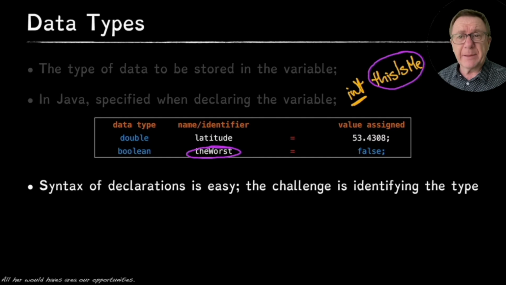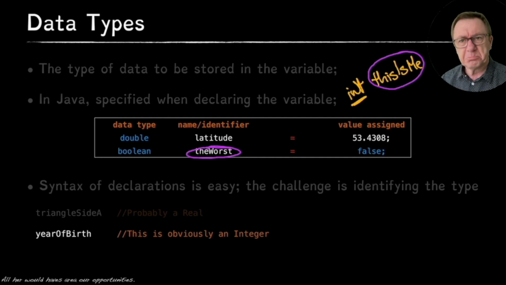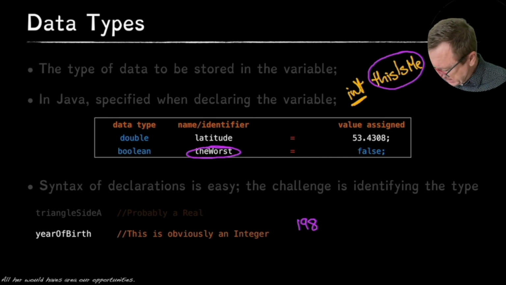The challenge when it comes to data types is thinking through what data type should I use for this variable. And some of you will be going, that's obvious, David. Let's have a look at some examples where it might not be as obvious as you think. Triangle, side A. I would say probably real. Year of birth. It's obviously an integer. I'll go with mine, 1987. Sorry, I may have got that one wrong. Anyway, compiler won't know that.